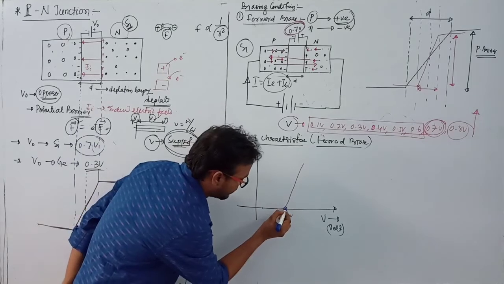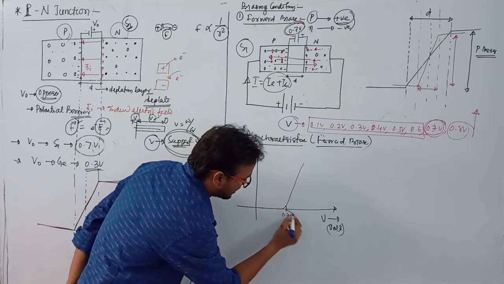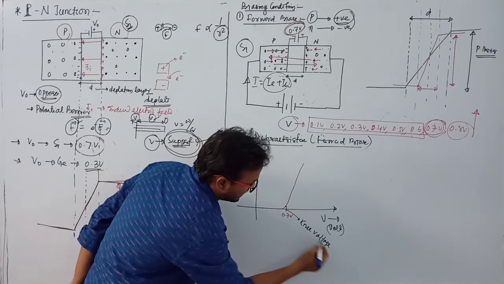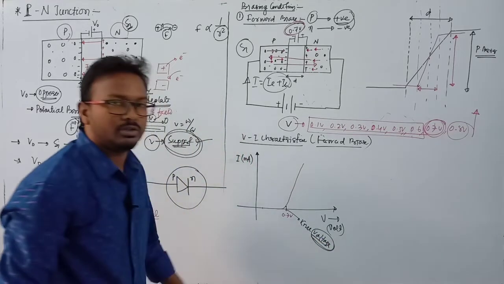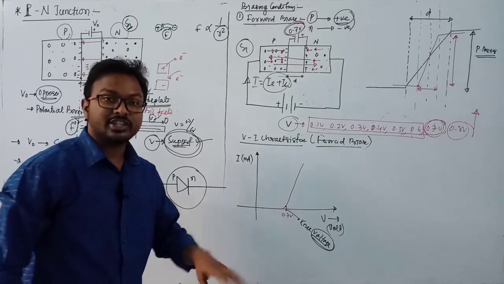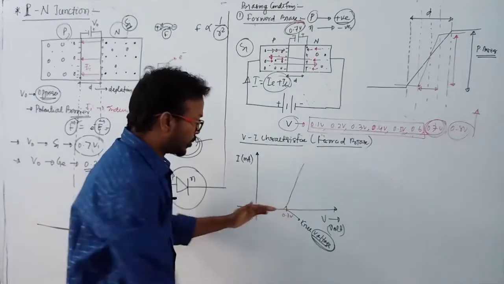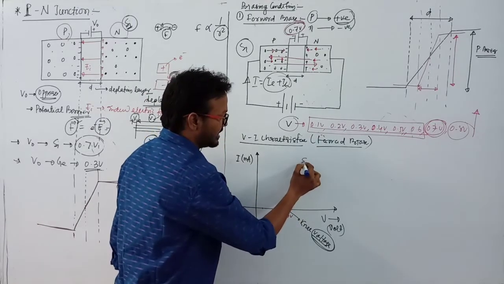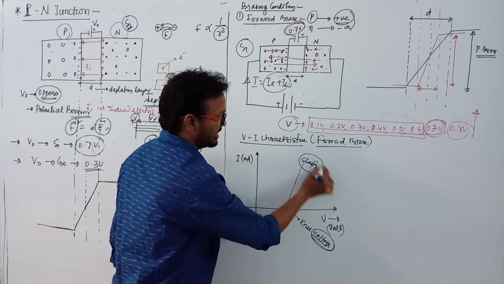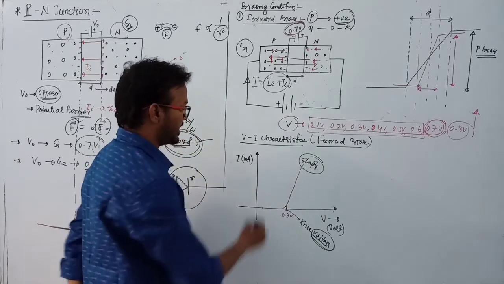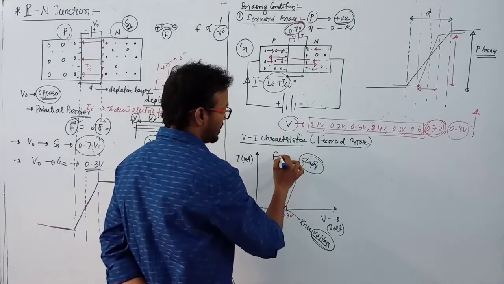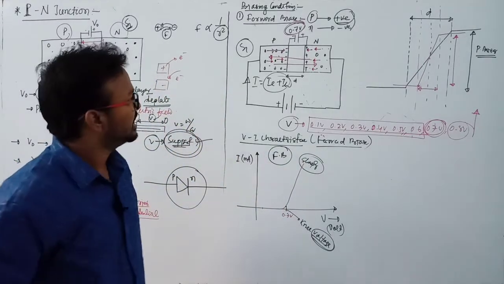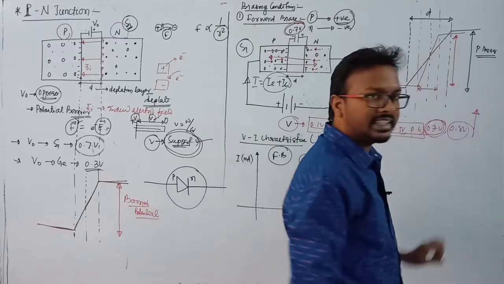Clear? And that voltage at that time is known as the knee voltage. Knee voltage means it is the limiting voltage. If we increase the voltage beyond the knee voltage, then the current increases sharply. This is the sharply increased current. Clear? This is the case of forward bias. This is the forward bias graph. This graph is important.